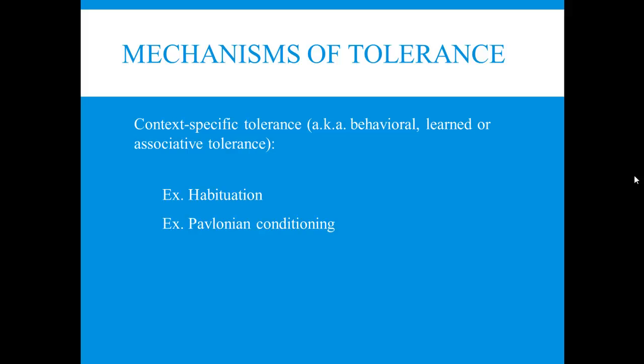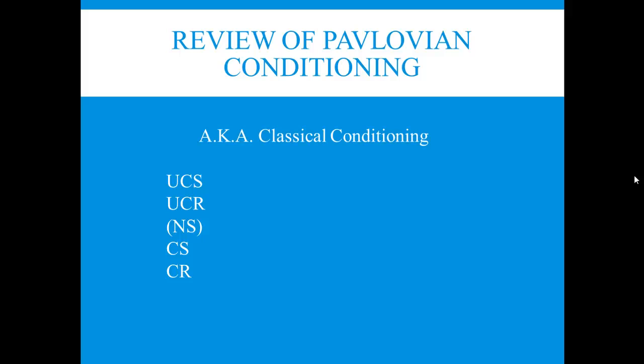Our second mechanism of tolerance under context-specific tolerance is Pavlovian conditioning, Pavlov and his dogs. I briefly reviewed that in Chapter 2, but I believe I have a slide right after this to review it again. Yes, so let's briefly go through Pavlovian conditioning again. Remember that it's also called classical conditioning. So let's briefly go back through the scenario. I'm not going to get specific with the details, but Pavlov presented the dogs with food. The dogs would salivate.